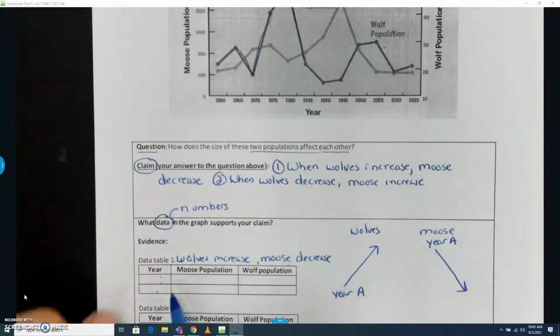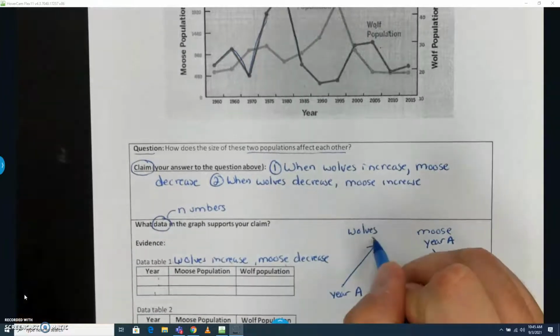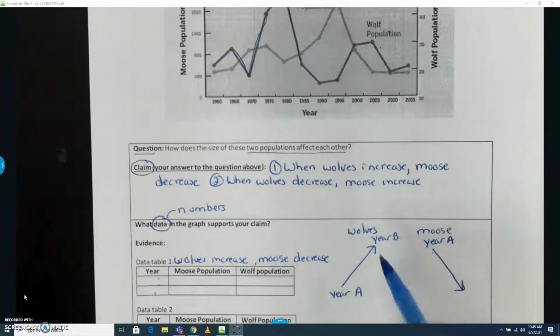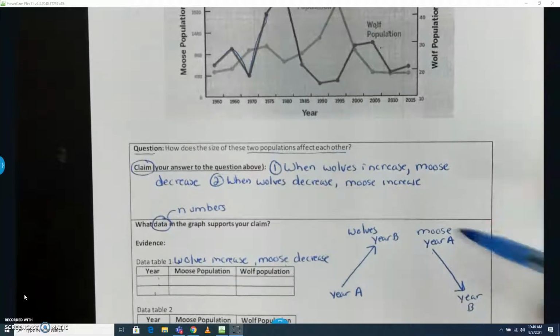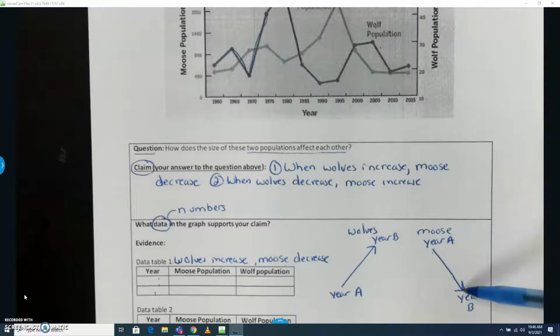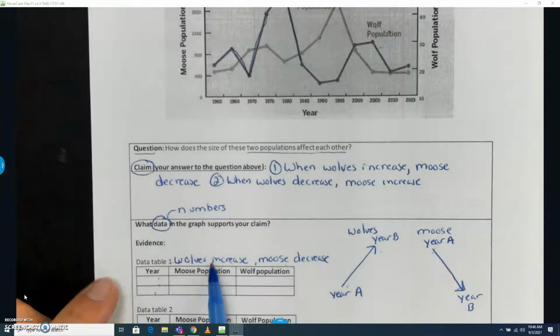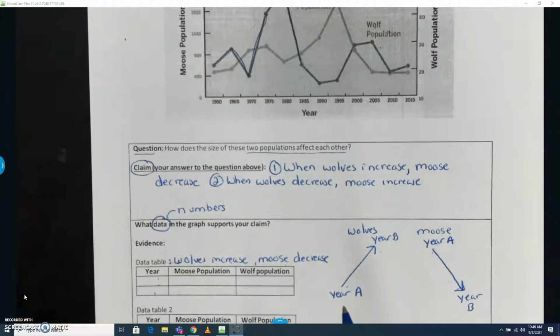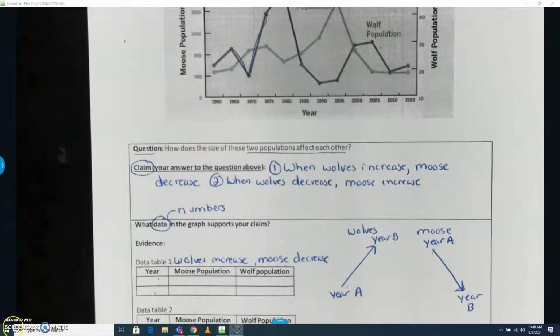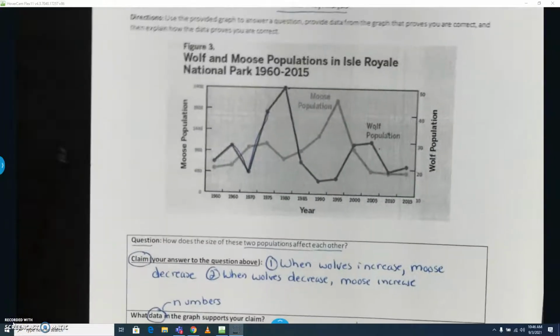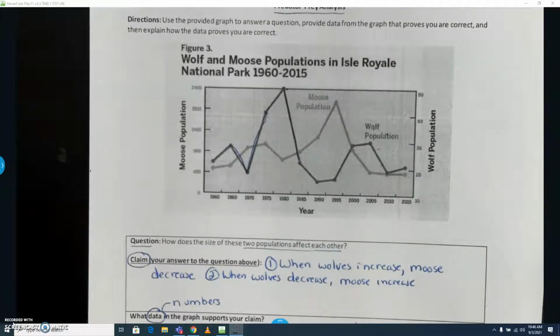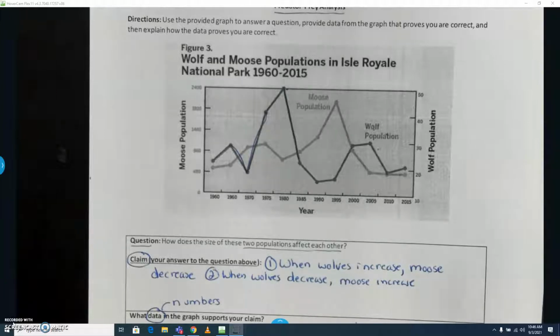We can then find a second year, we'll call that year B, that shows that the number of wolves has gone from low to high, and also in year B, that shows that the moose population has gone from high down to low. These two numbers and these two numbers would support that when wolves increase, moose do decrease. So I'm going to go up to this graph. I'm going to see where do I see wolves increasing and where do I see moose decreasing.